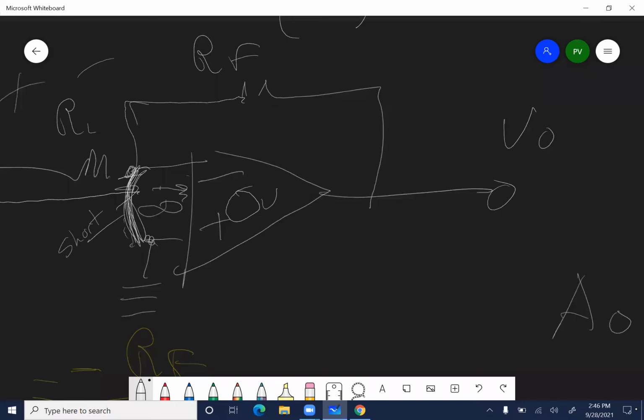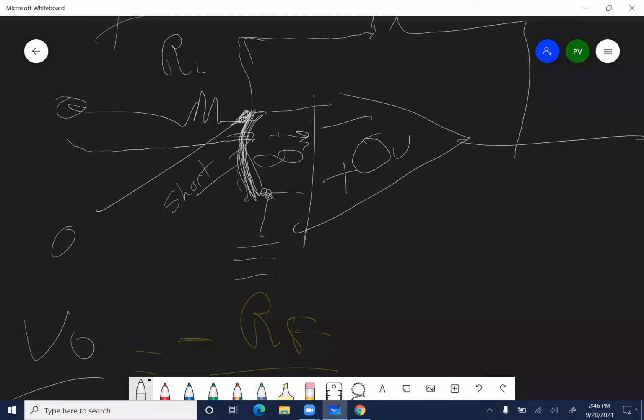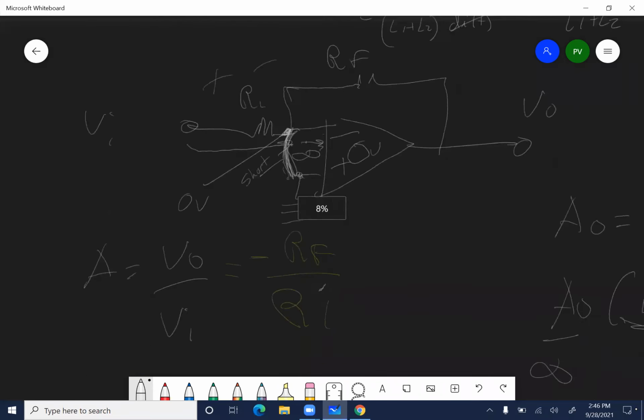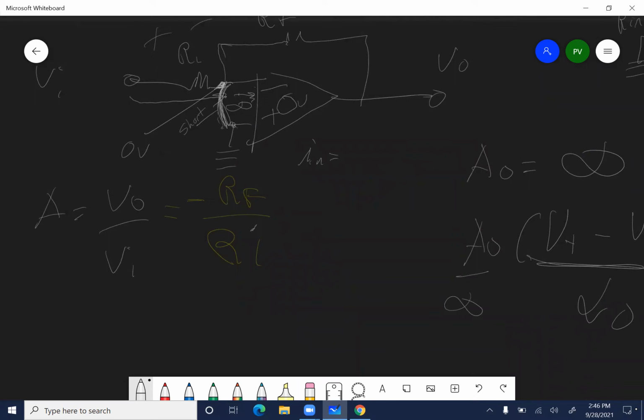How do you make sure that something's at the same potential? You set a short, right? You put a short. So what does that tell you about the voltage at this point right here? What does that voltage equal? 0 volts. So my current into my circuit, IN, is equal to my input voltage minus, what's the voltage on the other side? 0. We're going to divide that by RI.